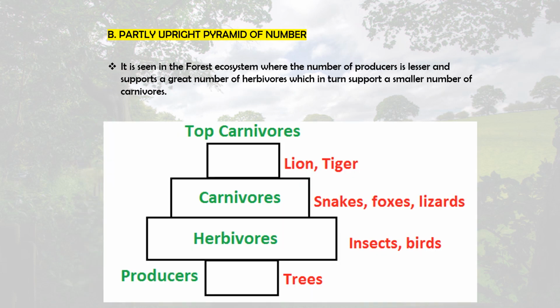Next one is partly upright pyramid of number, which is seen in forest ecosystem only, where the number of producers is lesser, and the successive trophic levels like herbivores, carnivores, and top carnivores are more in number compared to the producers. Here, for example, trees are less in number, but insects and snakes, lion, tiger, all those in comparison to them are more in number.